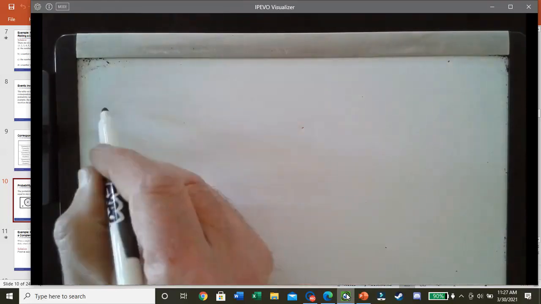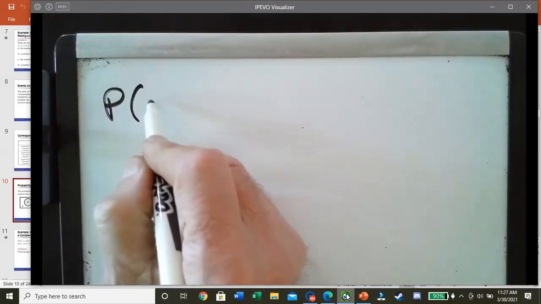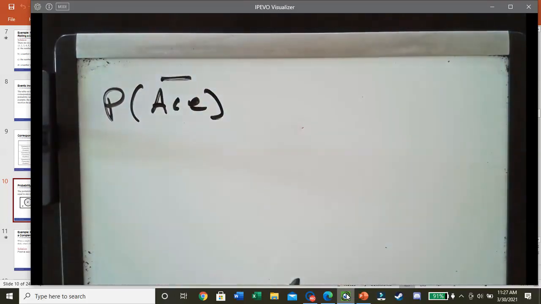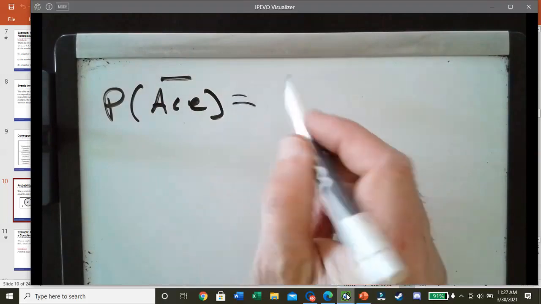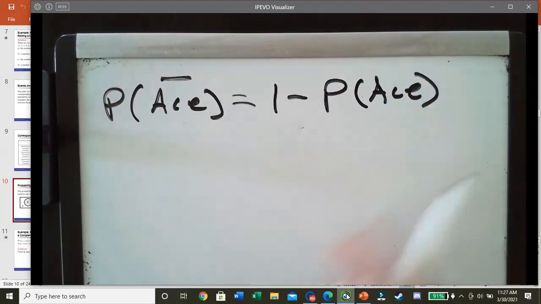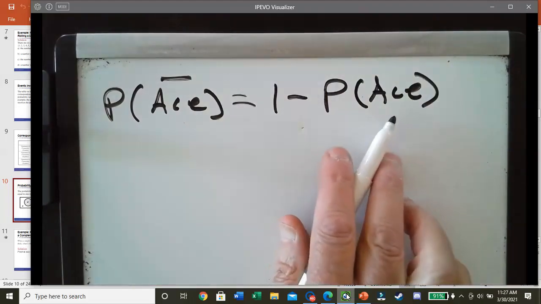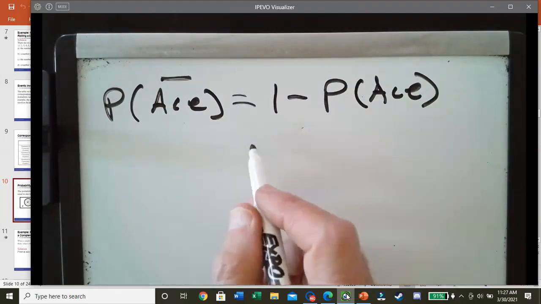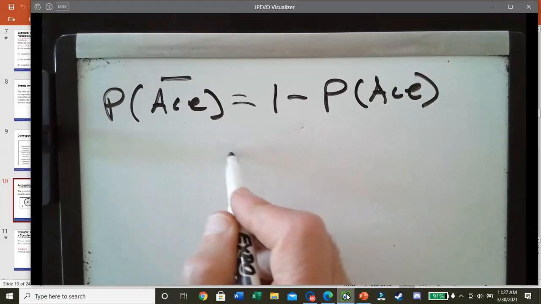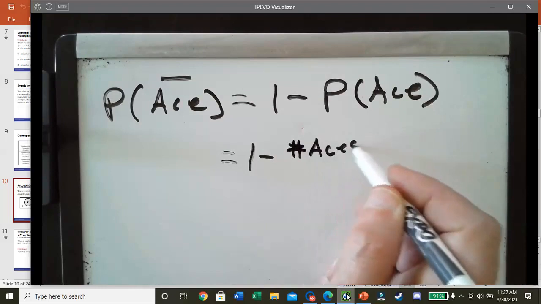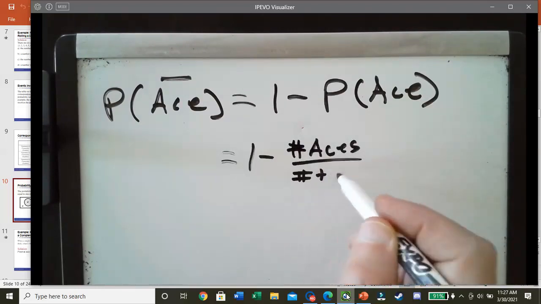All right, so the way we do this, probability of not an ace, we use a bar above it for not ace, is 1 minus the probability of drawing an ace. So first we have to find what the probability of an ace is, and then subtract it from 1. Well, the probability of an ace is the number of aces over the total, right?